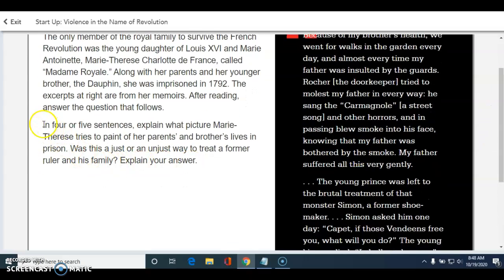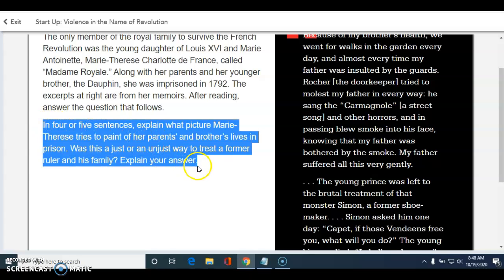Your task, in 4 or 5 sentences, explain what picture Marie-Thérèse tries to paint of her parents' and brothers' lives in prison. Was this a just or an unjust way to treat a former ruler and his family? And explain your answer. So I would do your first sentence here. This is your first sentence, the second sentence, and then 2 sentences about why. This is the why on was it just or unjust. So it should be very structured.